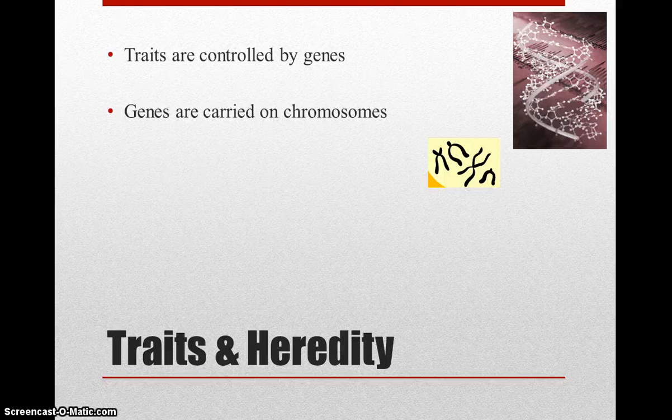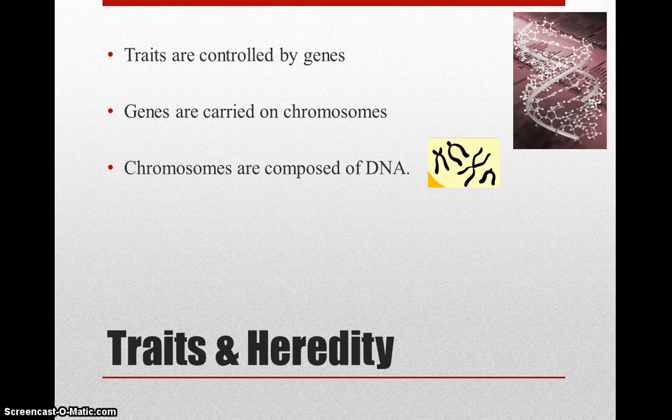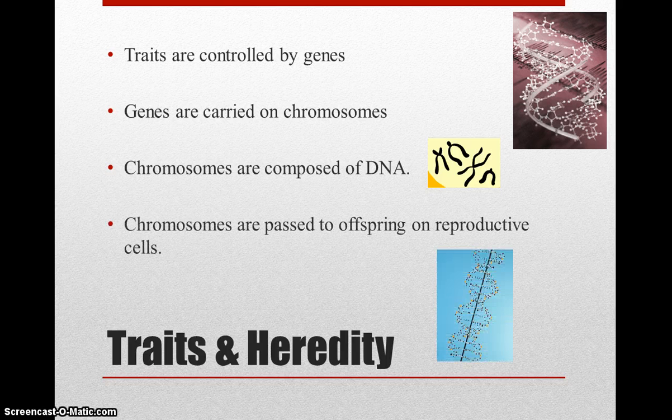If you remember, in another video we talked about the chromosome theory of inheritance that states that genes are passed from parent to offspring on chromosomes. Chromosomes are composed of DNA, and those chromosomes are passed to offspring from their parents on reproductive cells. You might remember me saying this before, but DNA stands for deoxyribonucleic acid.